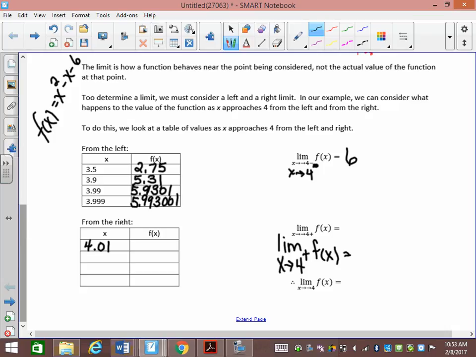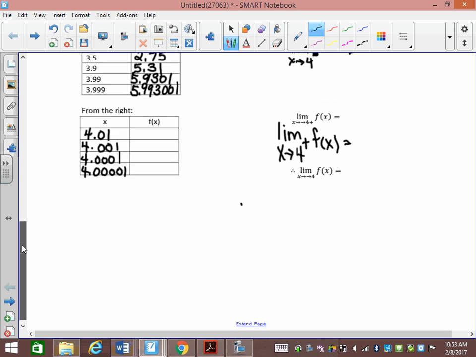Then I picked 4.001. So I'm getting closer to 4. Then I went 4.0001. And then I went 4.00001. If I was rounding to the nearest tenth, that would be 4, right? So I'm getting pretty darn close to 4 at this point. So then I plug those values in to the function.